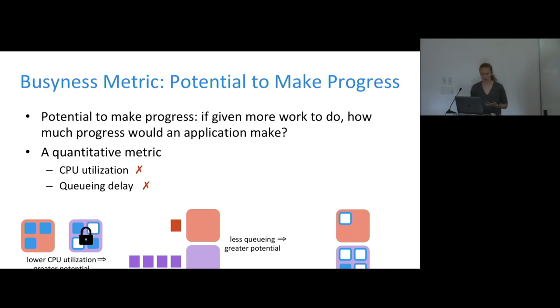So what we really want here is a metric that incorporates information about both CPU utilization and queuing delay. So one way to combine these two into a quantitative metric would be to use queuing delay as a primary metric, and then to use the CPU usage per request to distinguish between applications that had similar queuing delays. But you could imagine combining these metrics in other ways as well.